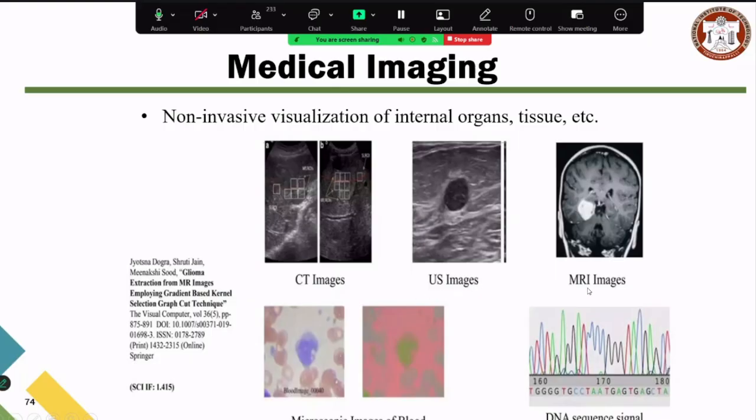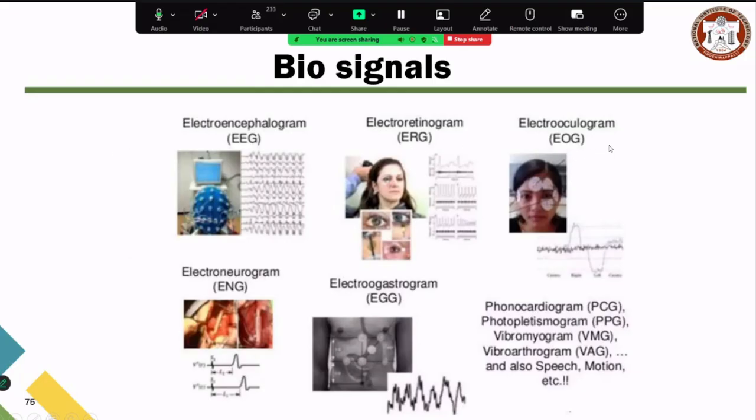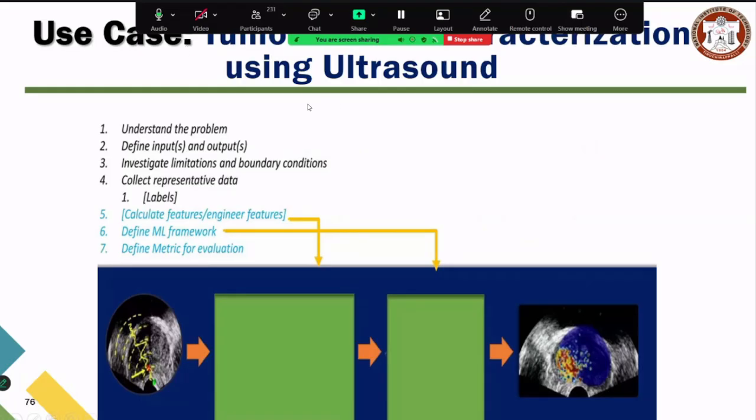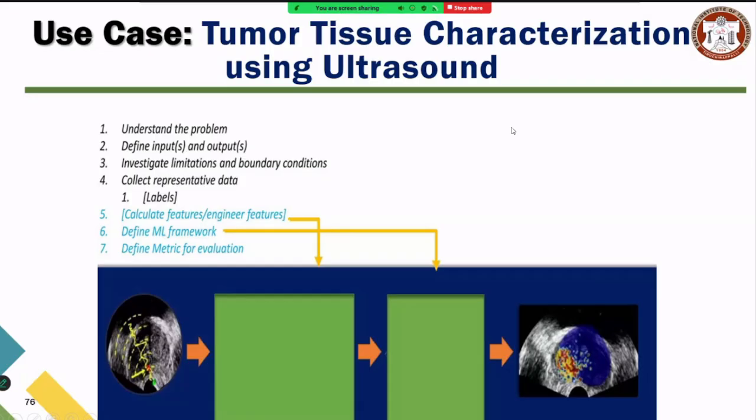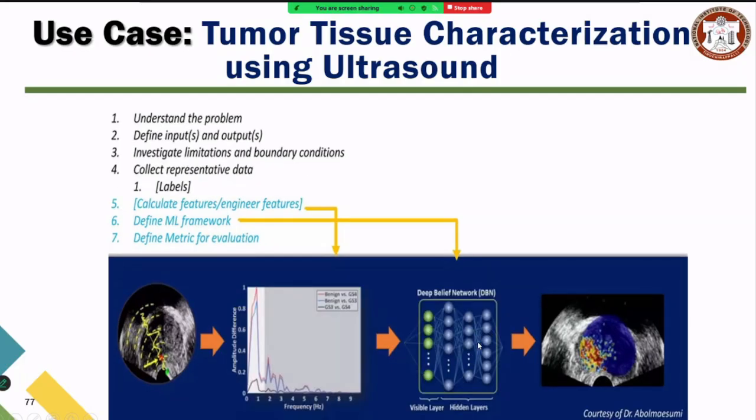Such as CT scan, ultrasound images, MRI images, and EEG, ERG, EOG, ENG, EGG, everything. These are signals, biosignals, like our heart signals, even brain signals. Look here, the use case dealing with the ultrasound image of that particular problem. See here the tumor tissue characterization using ultrasound, how that image is processed, and it will come up with decision making using a deep learning model.